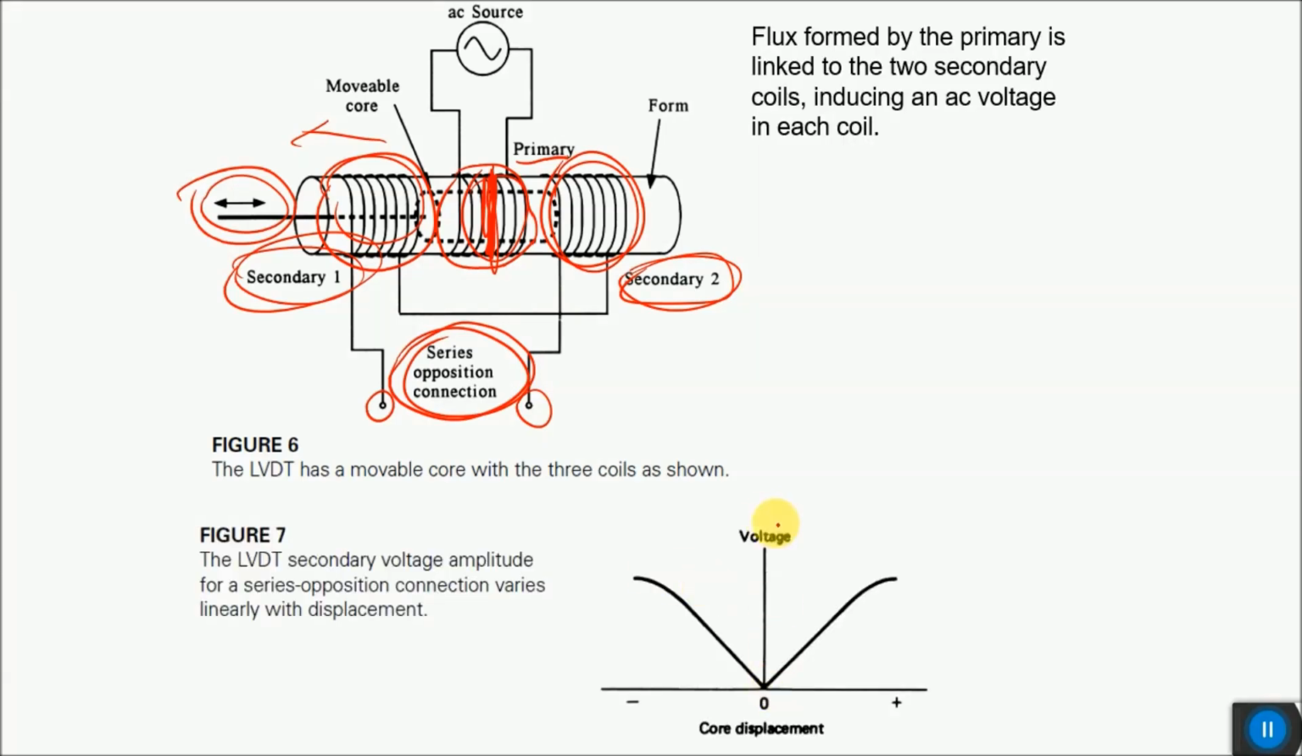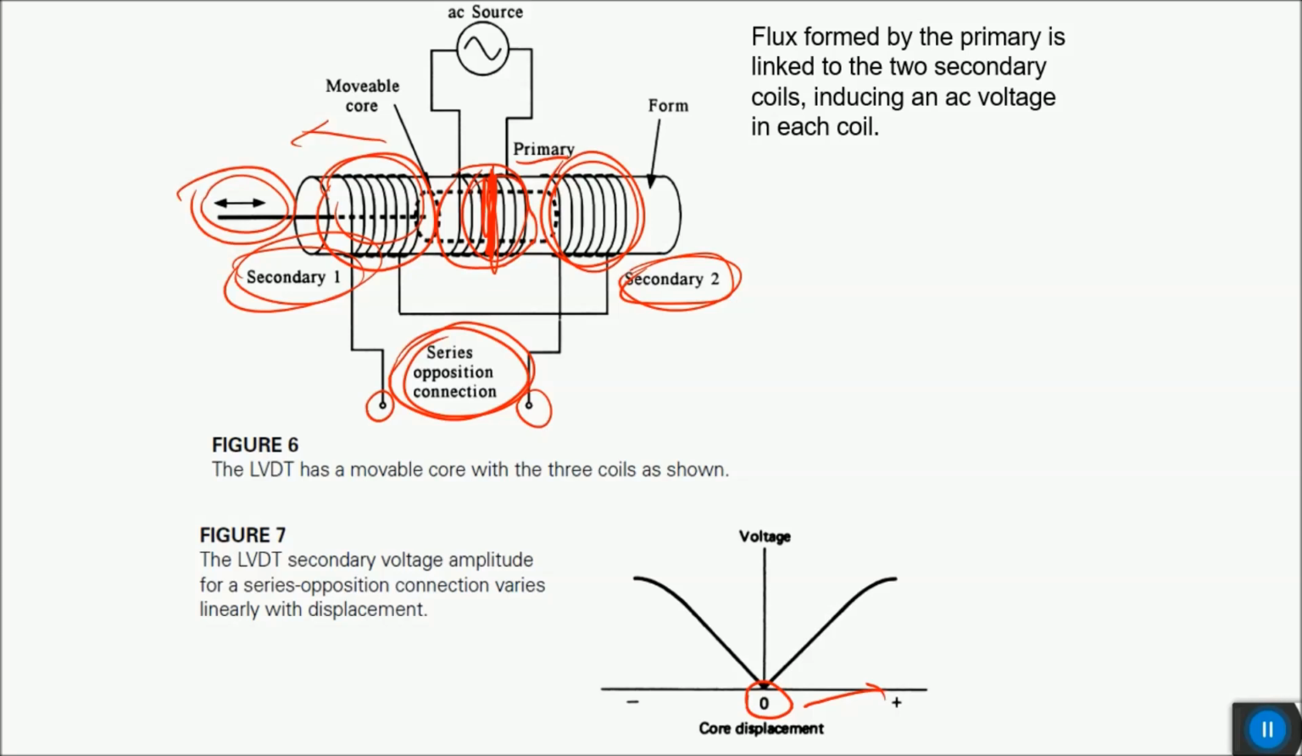Here is the graph showing the core displacement from the mean position. If it is displaced in the positive direction, or the right direction, you will have an increasing voltage in the positive direction, and if it is displaced in the opposite direction, you will have an increasing voltage in the negative direction. Now a question arises: there is no positive or negative sign in AC voltages.